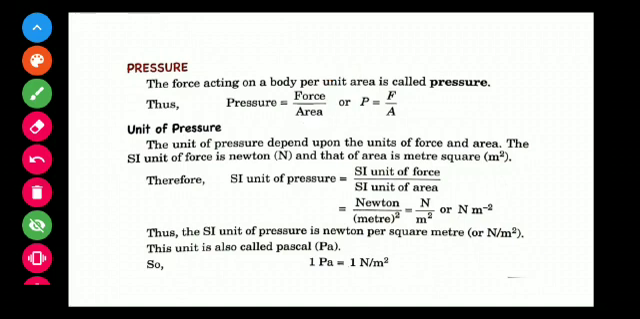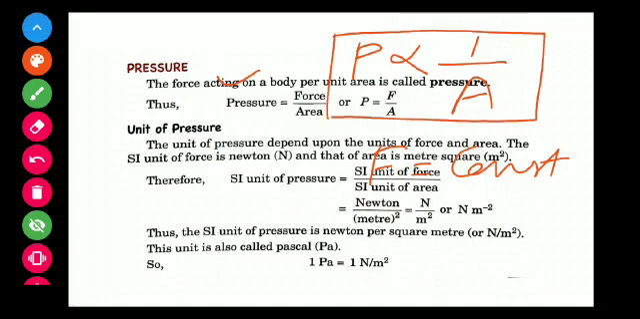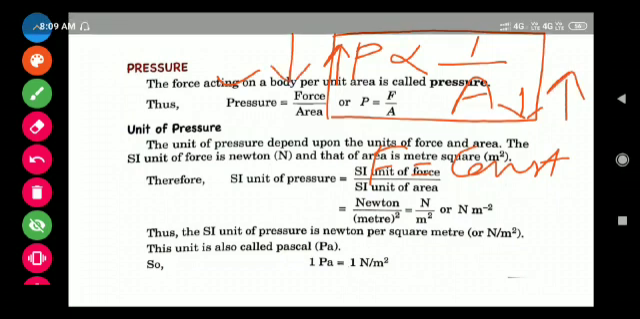And here pressure is inversely proportional to area. If force F is constant, in that case pressure is inversely proportional to area. If we decrease the area, there is an increase in pressure, and if we increase the area, there is a decrease in pressure.